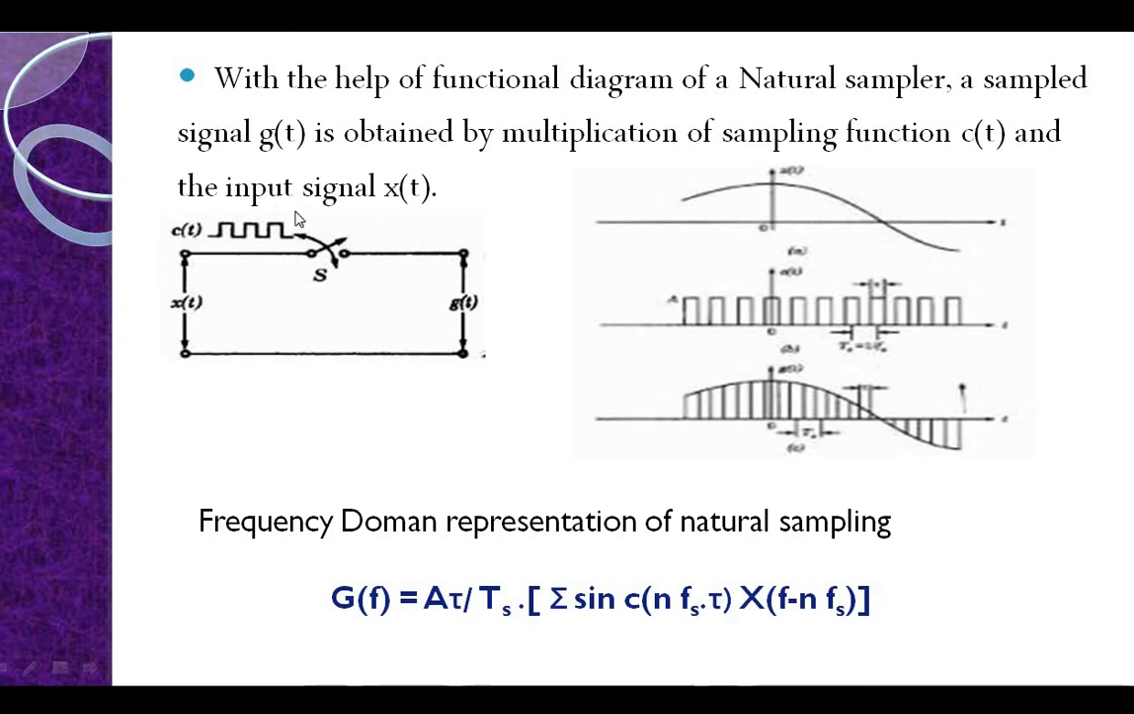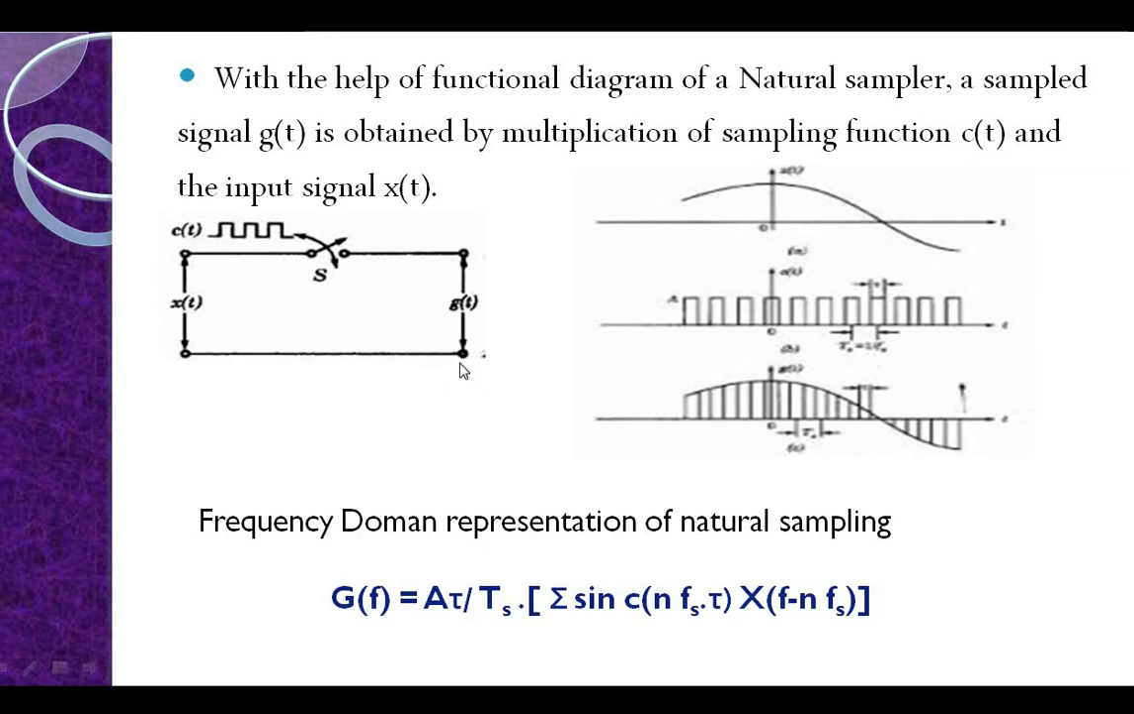Here also we have a switch. At this part we have C of t, which is your carrier signal. The principle of operation is again multiplication only. A sampled signal G of t is obtained by multiplying the sampling function C of t and the input signal X of t. So your message signal and the carrier signal, which is the train of pulses, are multiplied and given as the output G of t. This is the natural sampled signal.